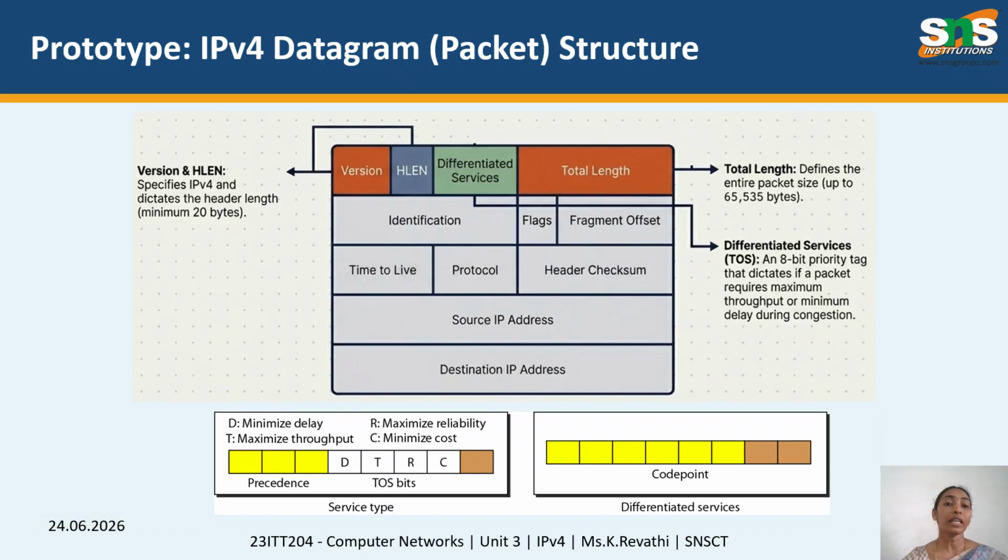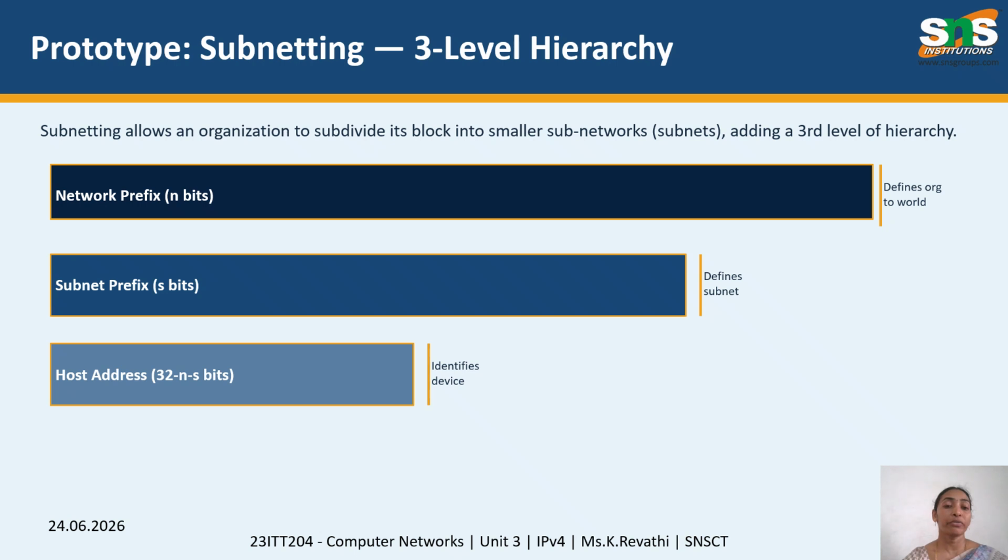Then the next is datagram fields. Different header fields perform different functions such as error checking, fragmentation and packet identification. Then the next one is subnetting. Subnetting divides one large network into smaller subnetworks. This improves security management and efficient utilization of IP addresses.